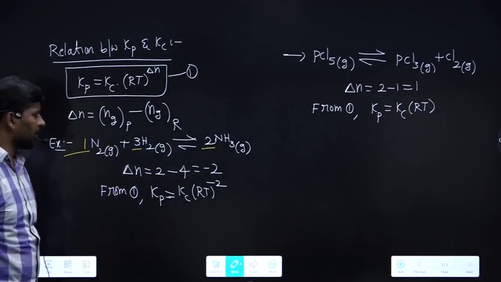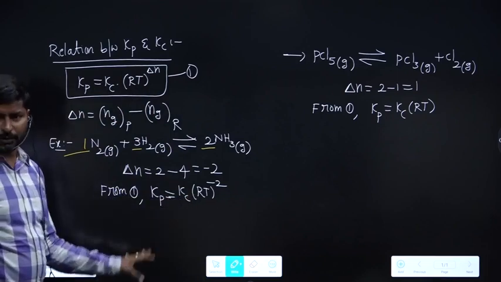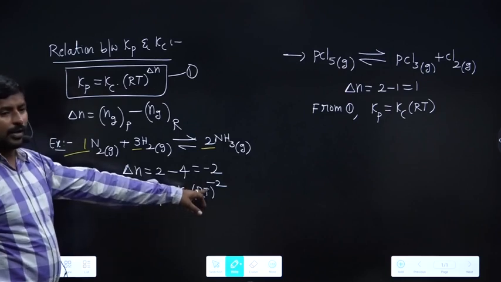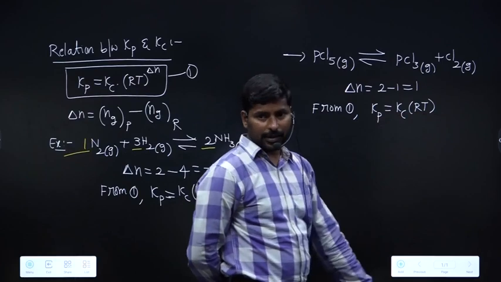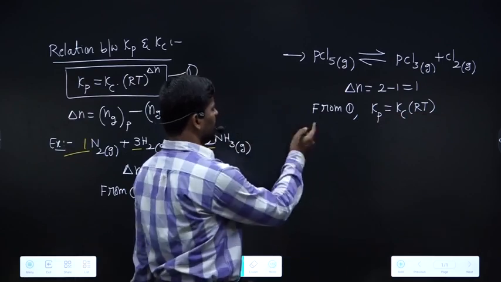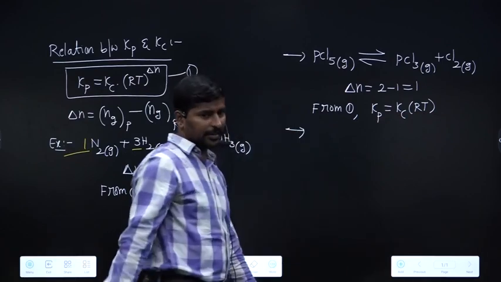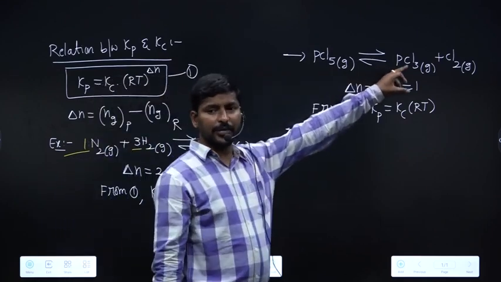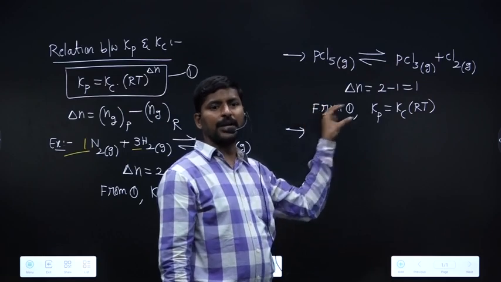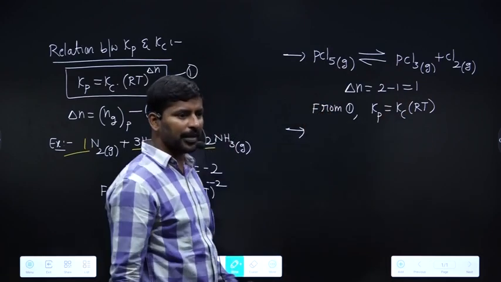Sometimes they ask what the Kp by Kc value is. Here Kp by Kc is equal to RT. Previously in the SET exam they gave a question like that, and in the GATE exam also once a question was given. They gave an equation and asked for the expression for Kp by Kc.